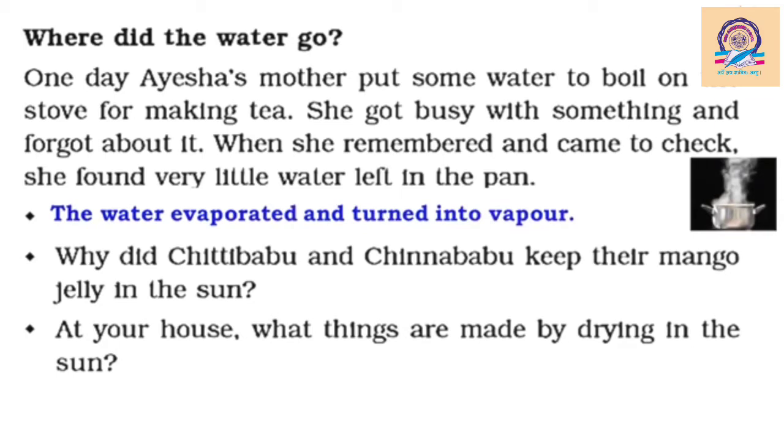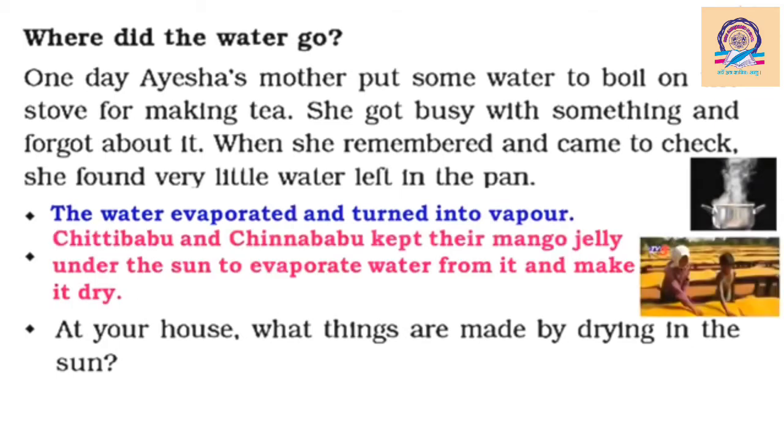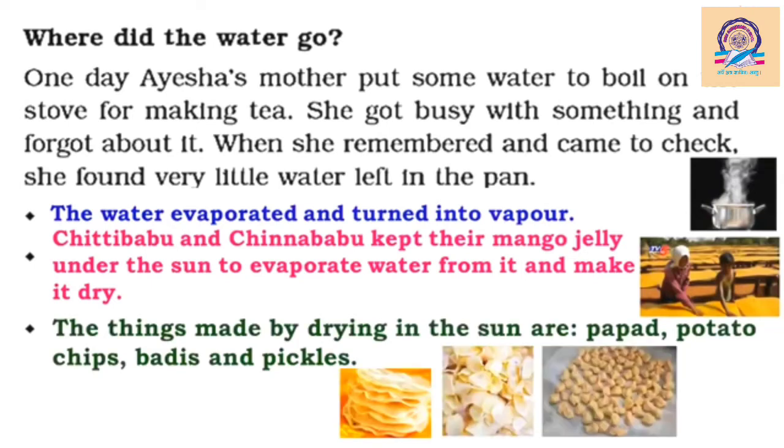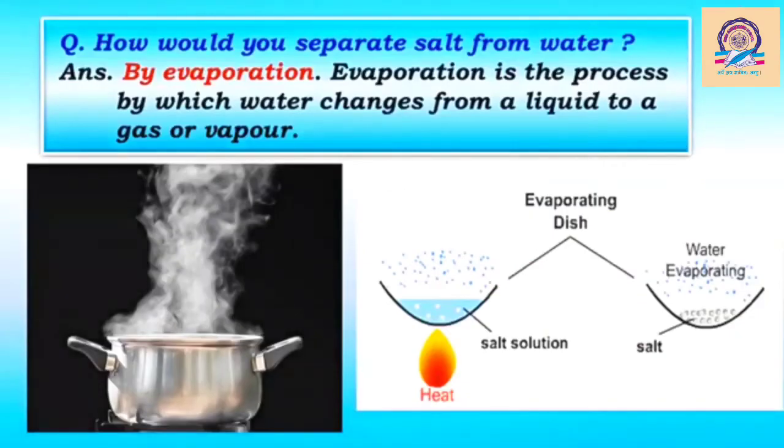Why did Chitti Babu and Chinna Babu keep their mango jelly in the sun? Chitti Babu and Chinna Babu kept their mango jelly under the sun to evaporate water from it and make it dry. At your house, what things are made by drying in the sun? The things made by drying in the sun are papad, potato chips, buddies and pickles.